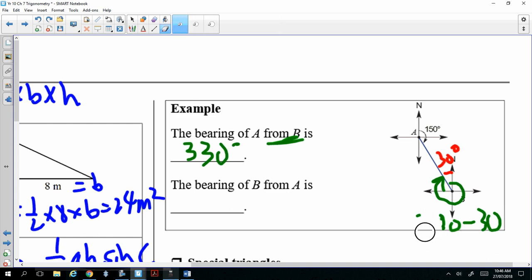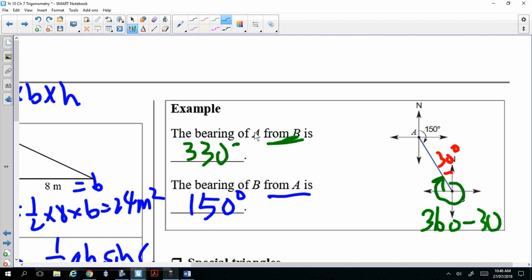How about the bearing of B from A? B from A is 150. So you're standing at A, so it's 150. So note the difference from the word. When they say from, that is where you're standing, and from where you're standing, you measure from north clockwise. That's how we measure bearing, from north clockwise.